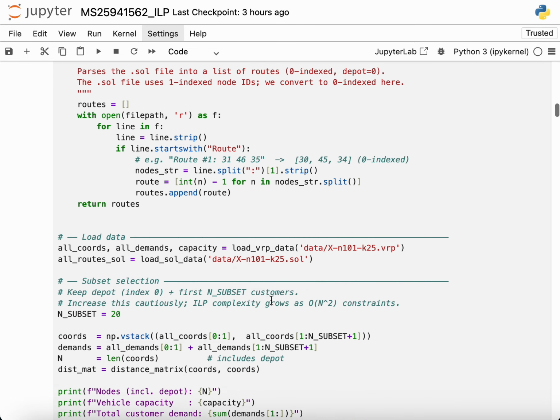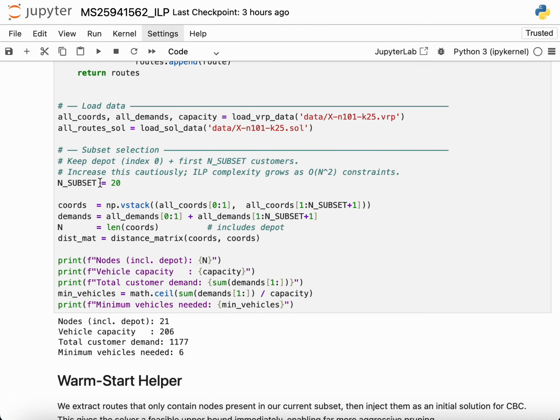Here I have set the subset as 20. The reason we limit n is due to NP-hardness. In an ILP, doubling the number of nodes doesn't just double the work, it increases the search space exponentially. By choosing 20 customers, we maintain a balance where the problem is still complex enough to be meaningful, but small enough to solve to optimality in minutes.